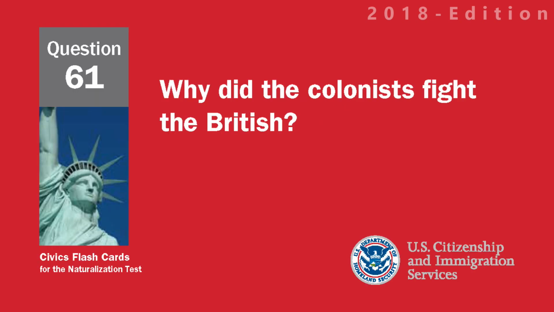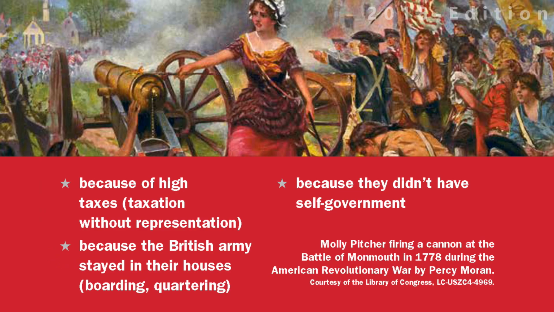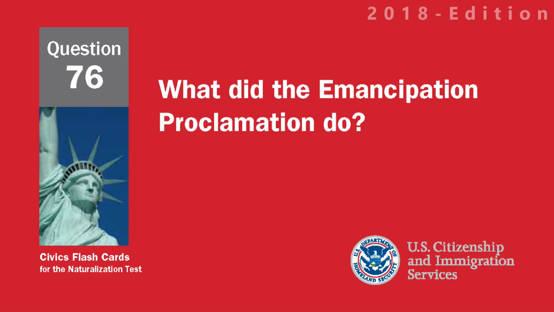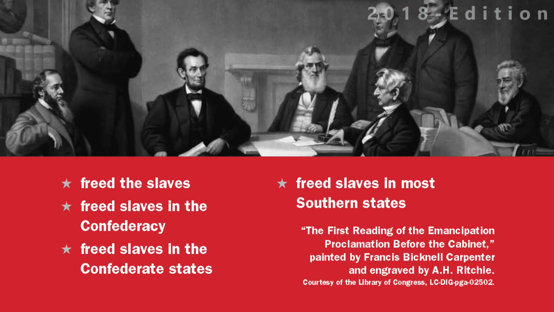Why did the colonists fight the British? Because of high taxes, taxation without representation. Because the British Army stayed in their houses, boarding, quartering. Because they didn't have self-government. What did the Emancipation Proclamation do? Freed the slaves. Freed slaves in the Confederacy. Freed slaves in the Confederate States. Freed slaves in most southern states.